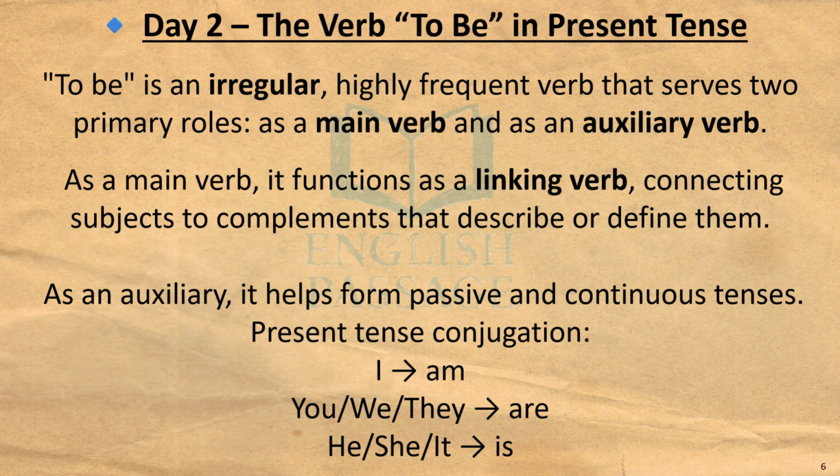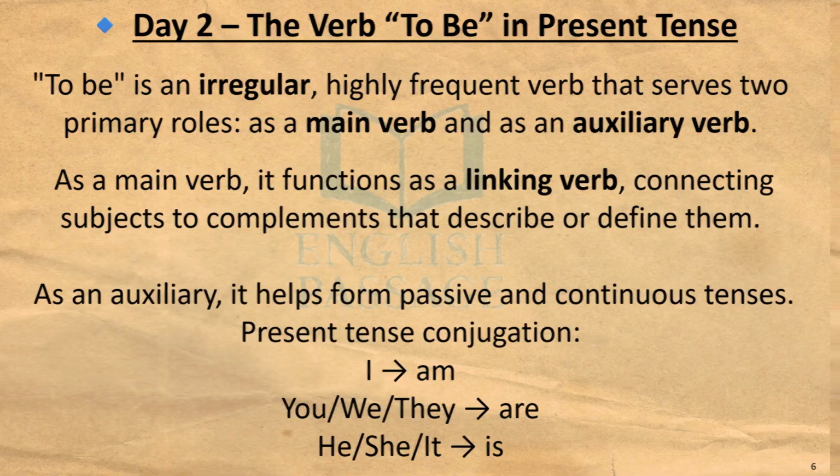Day 2. The verb to be in present tense. To be is an irregular, highly frequent verb that serves two primary roles, as a main verb and as an auxiliary verb. As a main verb, it functions as a linking verb, connecting subjects to complements that describe or define them. As an auxiliary, it helps form passive and continuous tenses. Present tense conjugation: I am, you, we, they are, he, she, it is.